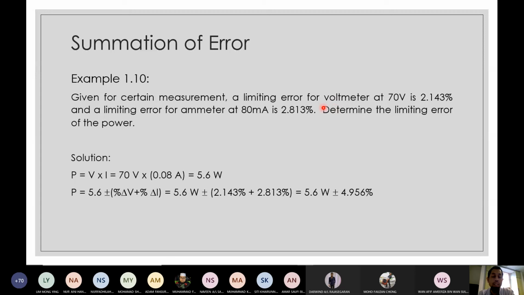Because we use a voltmeter and an ammeter. Voltmeter to measure the voltage, ammeter to measure the current. So the voltmeter has a limiting error of this percent, and the ammeter has a limiting error of this percent. So when we want to calculate the power, we multiply V and I, and we add the limiting error for each meter together. So basically, this is what is meant by summation of error. When we add them together, the actual reading must be 5.6 with a tolerance of plus minus 4.956%.